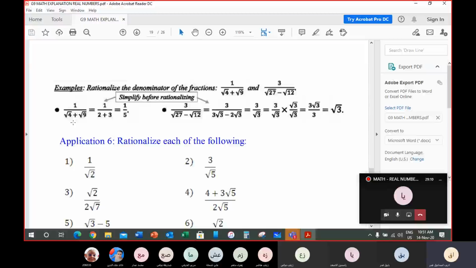In the first example, we don't have to multiply by anything because the denominator is already rationalized. Radical 4 is 2 and radical 9 is 3, and the answer is 1 over 5. So here we should simplify before rationalizing.